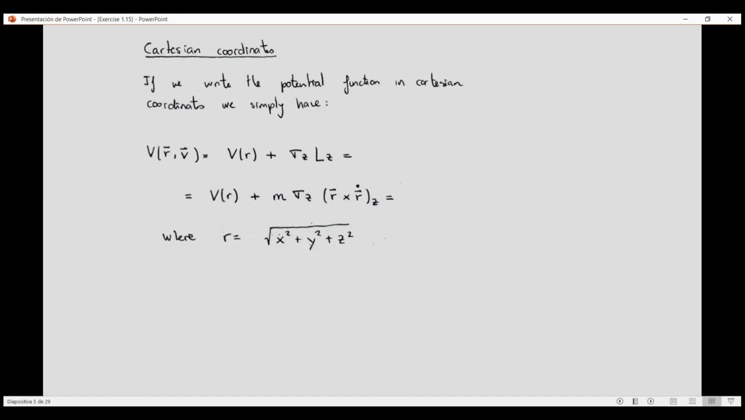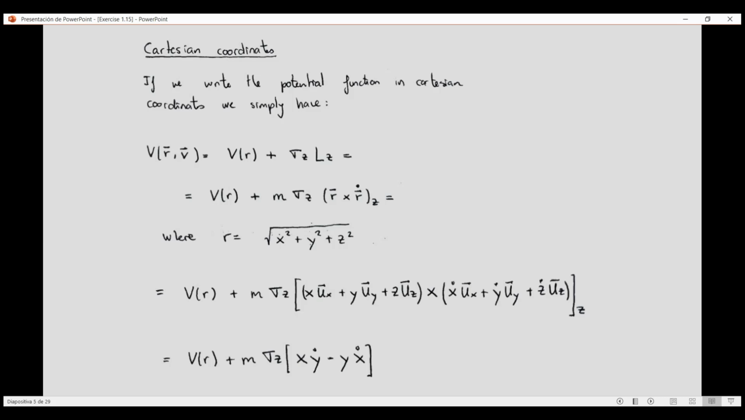The problem asks to find the expression for the components of the force derived from the potential in Cartesian and spherical coordinates. Let's start with Cartesian coordinates. The potential depends on the radial coordinate r, which is simply the square root of the sum of the squares of the Cartesian coordinates, and a term involving angular momentum, which is the cross product of position and momentum, that is, mass times velocity. So we are left with this expression here, dependent on the cross product of position and velocity. If we expand the cross product in Cartesian coordinates and focus on the z component, since we have assumed the sigma vector along the z-axis, we get this expression here.